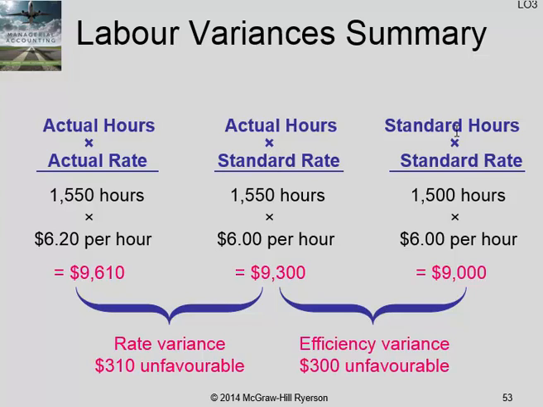Actual hours, standard rate, standard hours, standard rate, and so on. Notice then that we have some slightly different names for these variances. Instead of a price variance, it's called a rate variance. When we talk about labor, instead of a quantity variance, it's called an efficiency variance. But you know what? They're the same thing. So don't get hung up on the terminology, on the labels that we hang on these things.